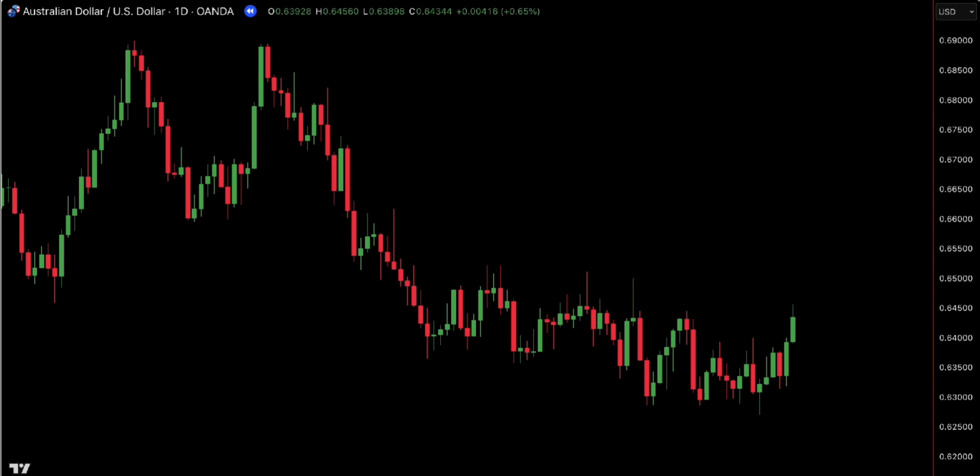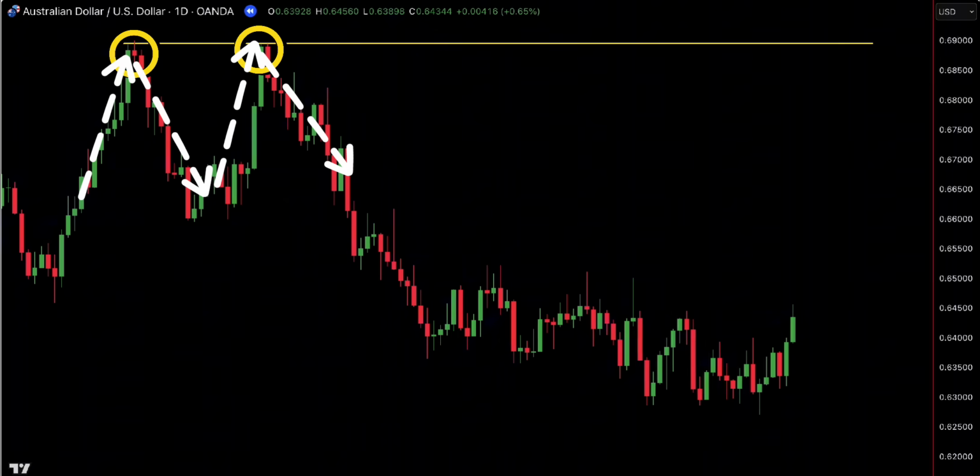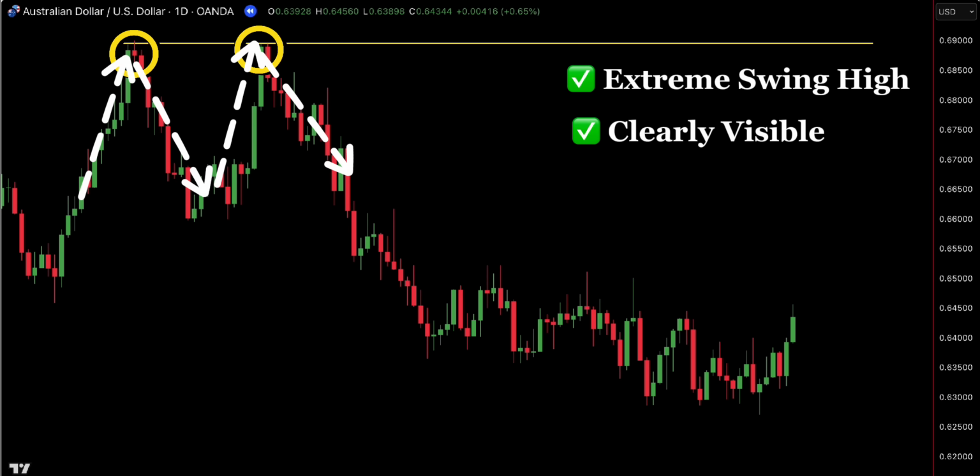Starting from the highest point, we identify a clear resistance level where price reached a peak, reversed sharply, and dropped. So, let's plot that level. Now, what makes this a strong resistance level? Let's break it down. Extreme swing high. This is the highest price point reached in recent time, making it a key resistance level. Clearly visible. This level stands out immediately, and any trader looking at the chart should be able to spot it within seconds.